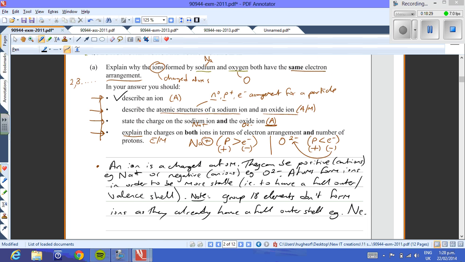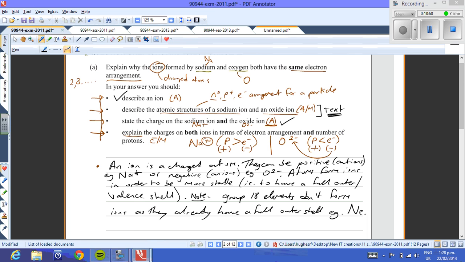So let's go back to the exam question. Describe the atomic structures of a sodium ion and an oxide ion. Now maybe the best way to answer that would have been to use text, and I'll probably get done on that in the answer. So we'll take a look at the answer in a second. So you do need to be wary of that. Drawing diagrams is fine, but for NCEA you really need to make sure you back it up with text. State the charge in the sodium ion and the oxide ion. Well, I've covered that already. And explain the charges in both ions in terms of electron arrangement and number of protons.